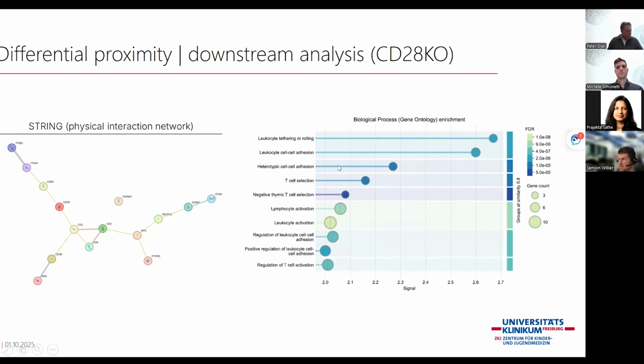Also, you can feed the output of the differential proximity into gene set enrichment analysis, and you will see which downstream signaling pathways will be changed upon CD28 knockout.